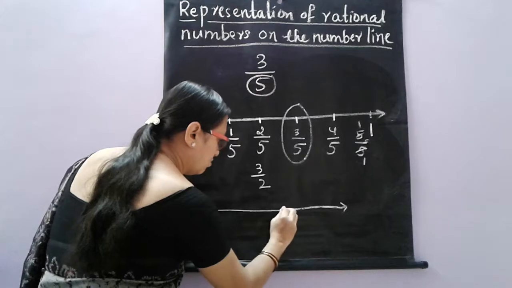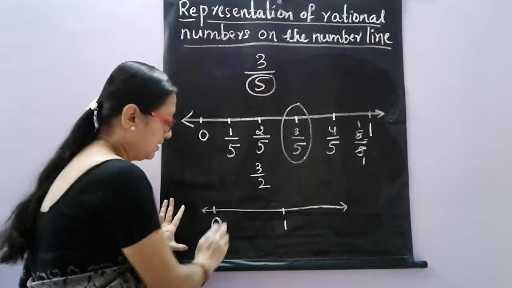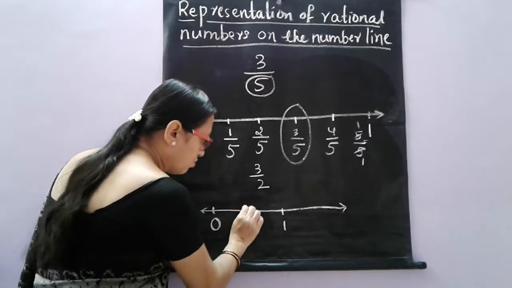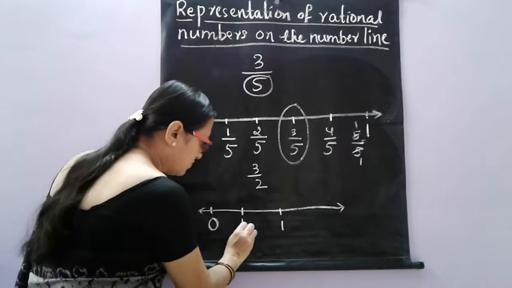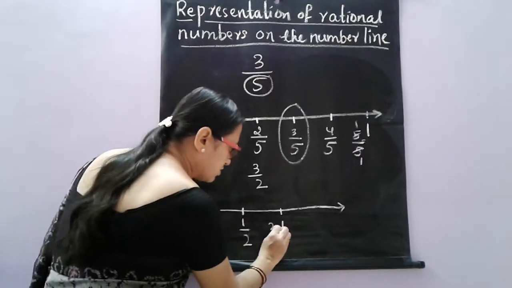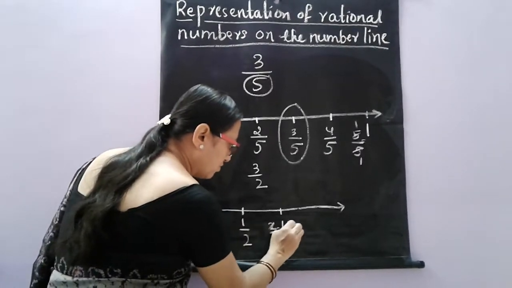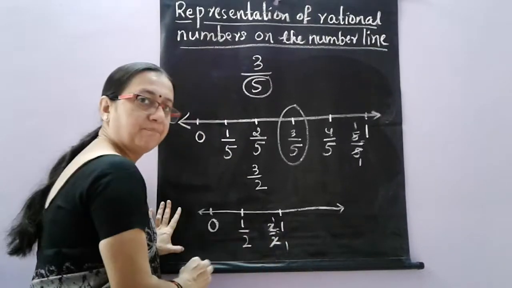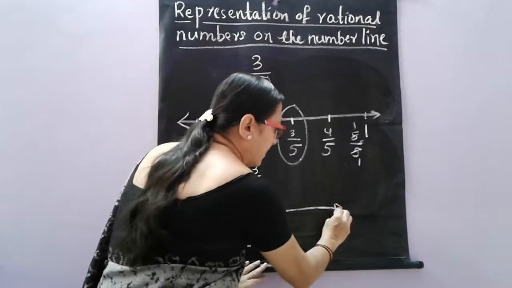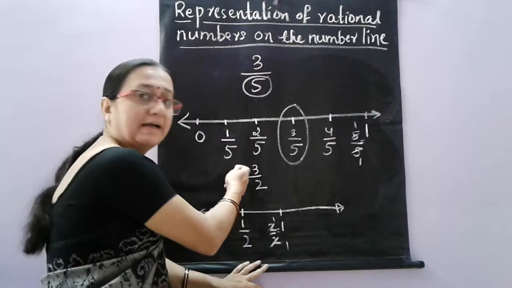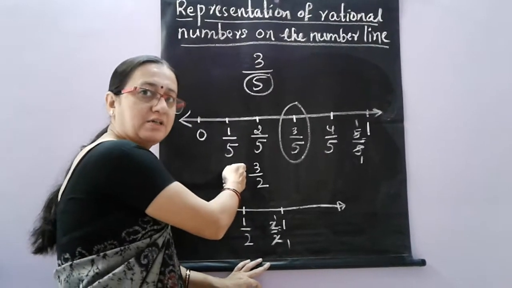0 to 1 here. 0 to 1 is divided into 2 parts. Okay. So this is 1 out of 2 parts. This is 2 out of 2 parts, which is equal to 1. 2 ones are 2. Again one more part we are taking, the next part, because it is more than that. Okay. Just like a fraction.